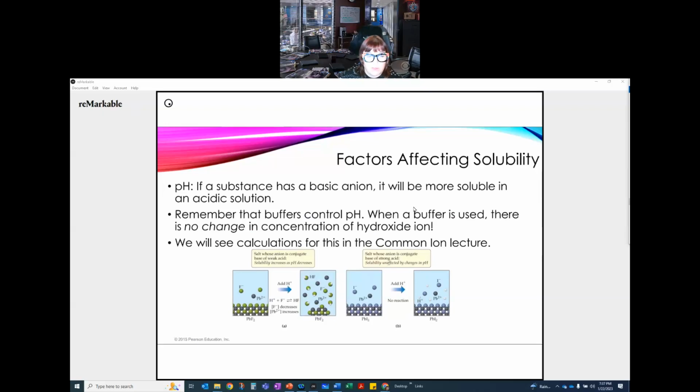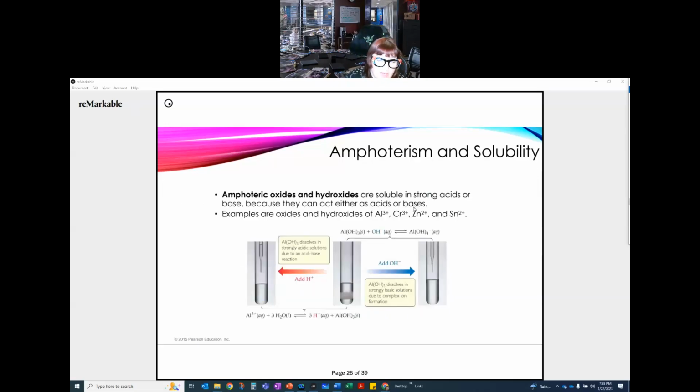Remember that buffers control pH. When a buffer is used, there's no change in concentration of the hydroxide ion. And we'll see these calculations when we get to the common ion lecture. And the reason that we're not going to talk about them until we get to common ion is because we have a common ion that we have to deal with when we do this. So to talk about the mathematics, we need to introduce a new concept that is not part of this particular lecture, okay? So I'm not going to do that at this point, but I'm going to tell you that it's coming, all right? So factors, pH, changes in pH is a big way for us to change the solubility of these ions, okay?